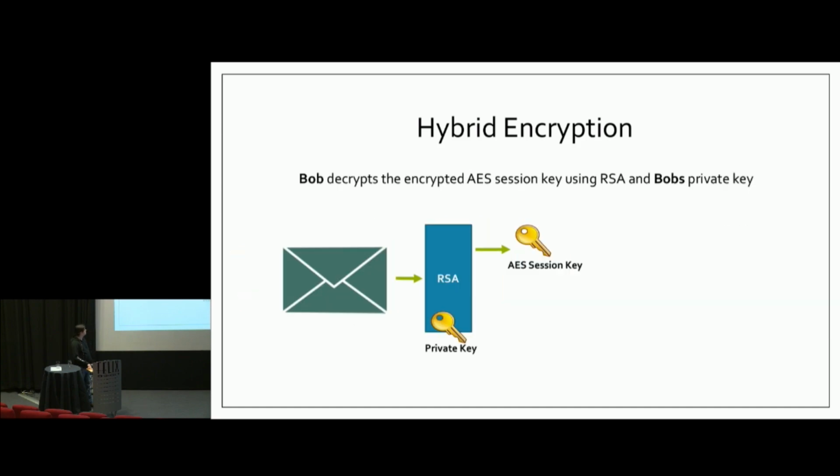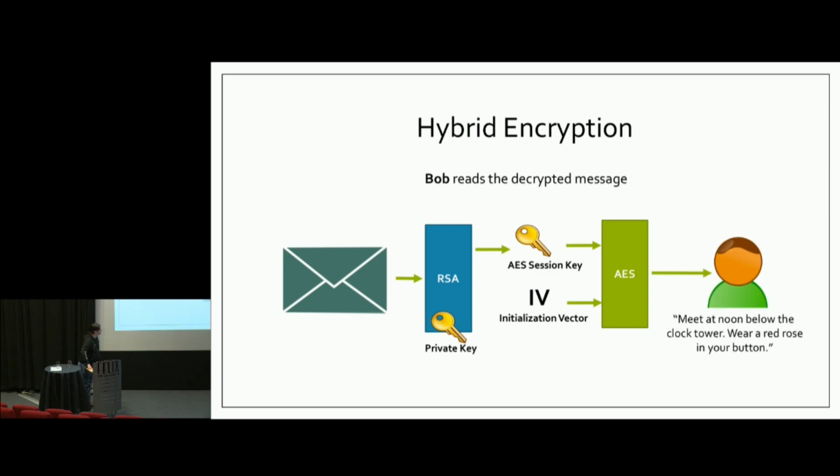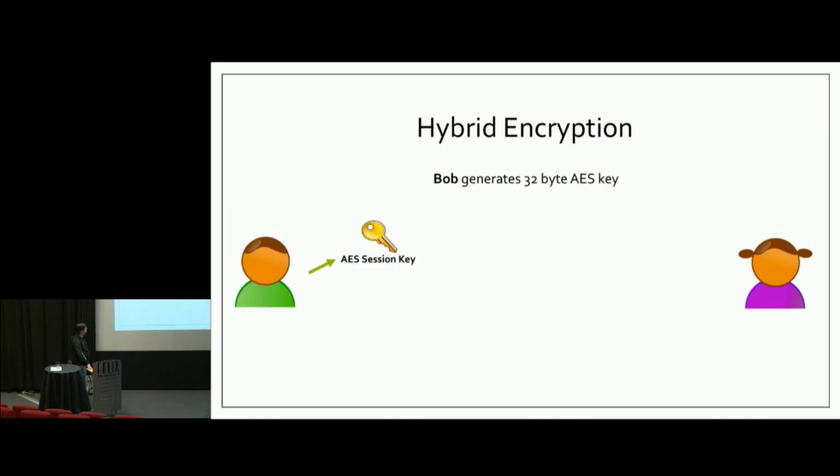So when he receives that data, he uses his private key to decrypt that AES key, so he's recovered the key. And then using that recovered key and initialization vector, which has just been sent, he uses AES to decrypt the message. So he gets a message, meet me at noon below the clock tower, wear a red rose in your button. Great, so now he wants to send a message back to Alice.